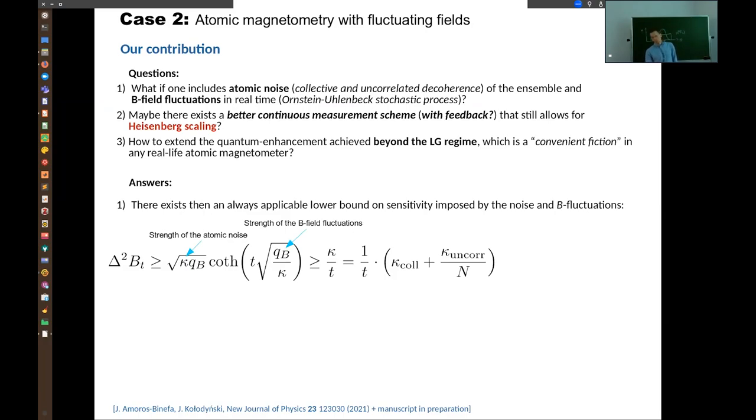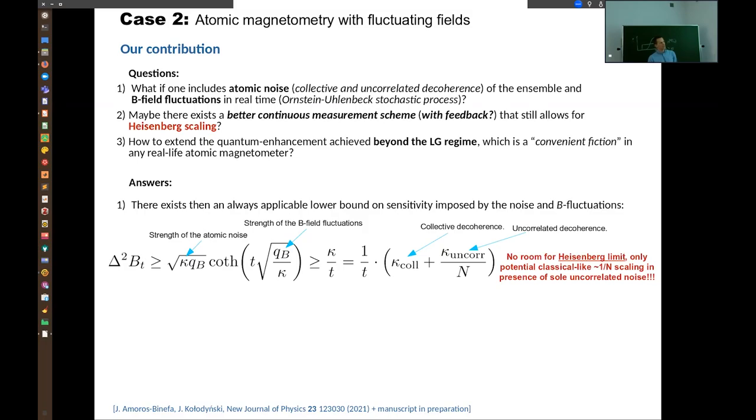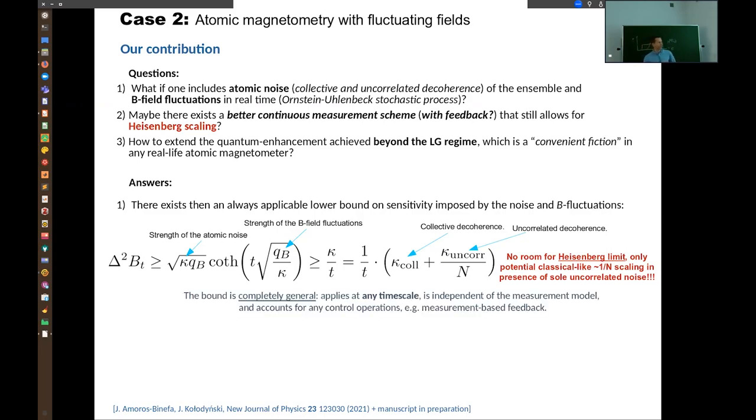And then these are the fluctuations of the field, because I told you we want to include those. I wrote it again when there are no fluctuations, because this has a nice form, some kind of noise over time. If I now say that there are two contributions from the noise, from collective noise and uncorrelated noise, notice that this one doesn't even scale with n, and this one actually scales classically with n. So forget the Heisenberg limit, but at least if you have local noise, you can have linear or inverse linear scaling with n. And again, this derivation is completely general.